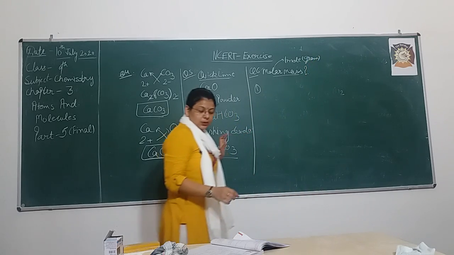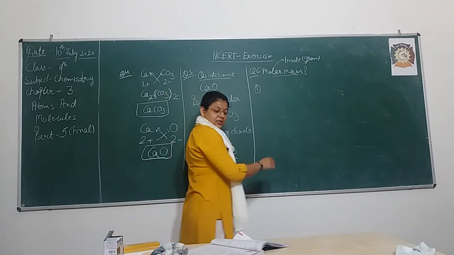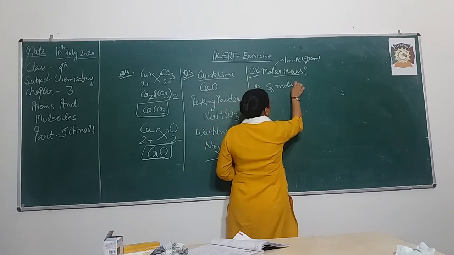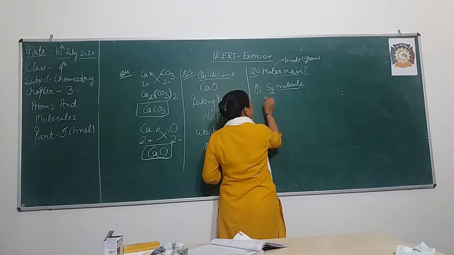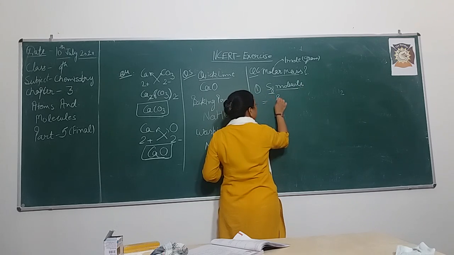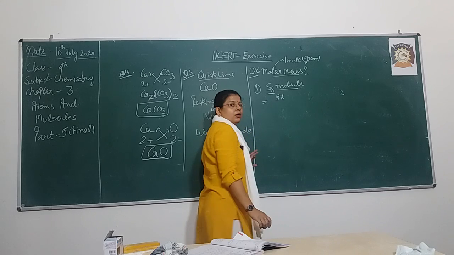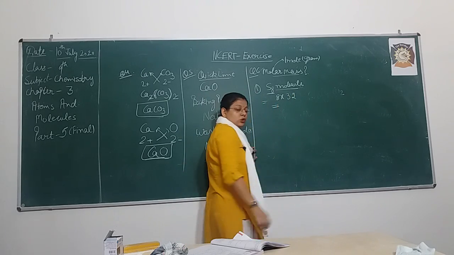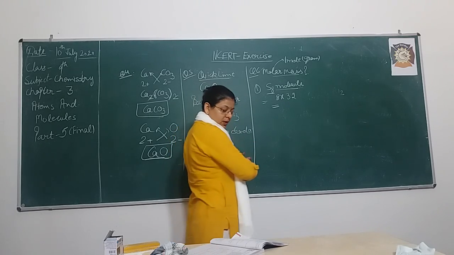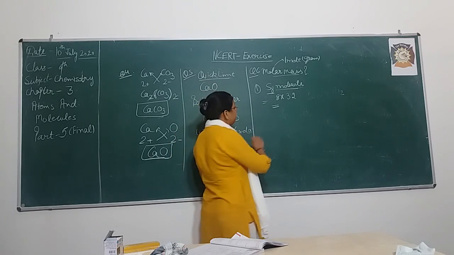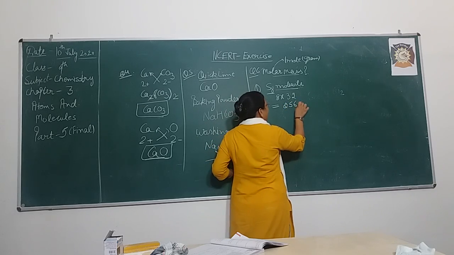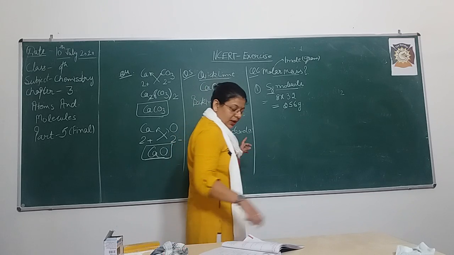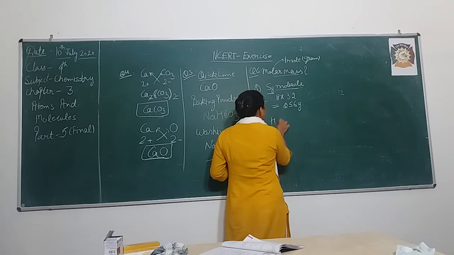So the molar mass of the first one, the sulfur molecule S8. You have to calculate its mass. That means 8 sulfur atoms are going to combine, so 8 into sulfur. The atomic mass of sulfur is 32 because its atomic number is 16. So 8 into 32 is 256 grams. This is its molar mass. It is very easy. You can easily solve these questions.